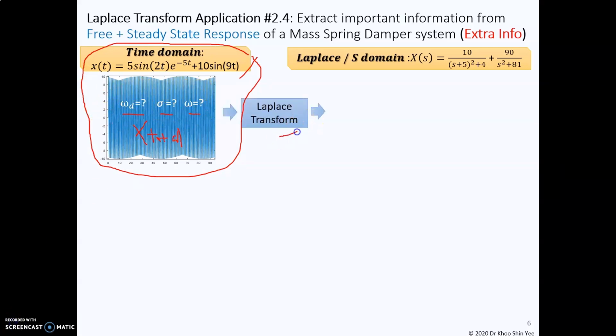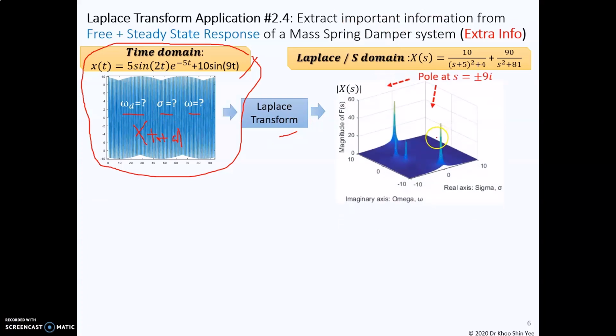Let's convert it to the Laplace transform, and you should be able to obtain this magnitude plot. And you found 4 peaks. So you have 2 peaks at the poles here, s equal to plus minus 9i. Additional 2 peaks at s equal to -5 plus minus 2i.